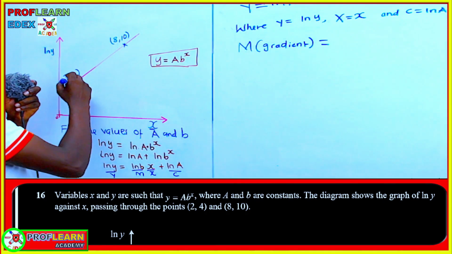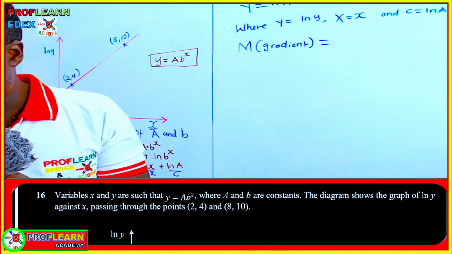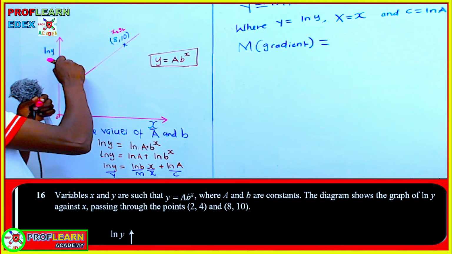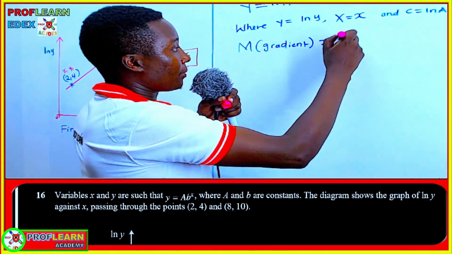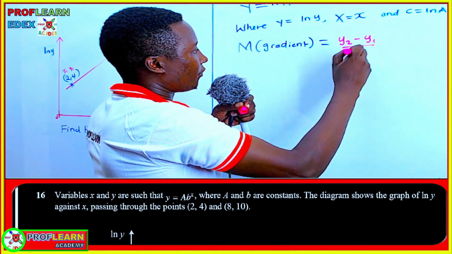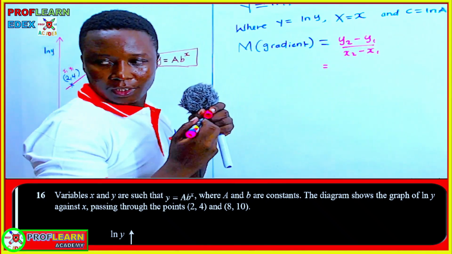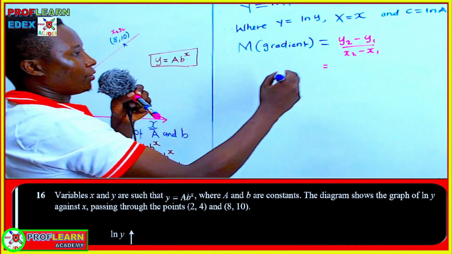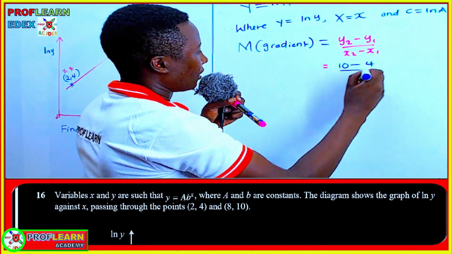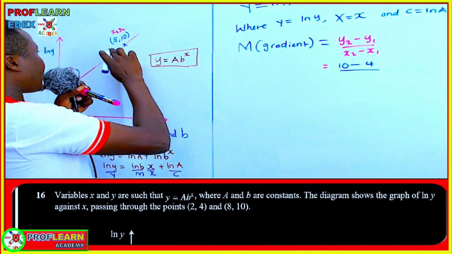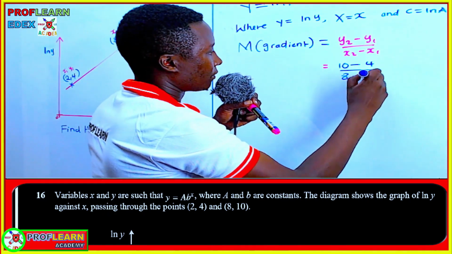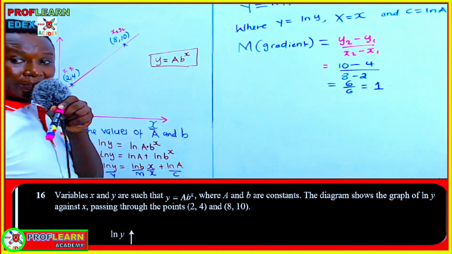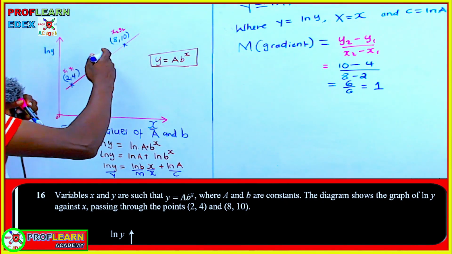Remember, the gradient of a straight line is obtained by, we can call these points x2, y2 and x1, y1. So the gradient is given by y2 minus y1 over x2 minus x1. This is going to be 10 minus 4 over 8 minus 2, which is 6 over 6, so the gradient is 1. So the gradient of this line is 1.